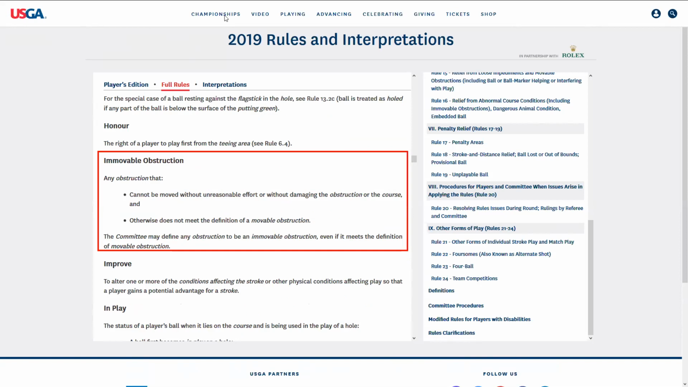And then the caveat, the committee may define an obstruction to be immovable even if it meets the definition of a movable obstruction. An example of that could be a 150-yard marker that is easily pulled out, but the committee doesn't want people to pull it out for fear that it'll get lost or whatever. They can call that, in the conditions of the competition, an immovable obstruction.